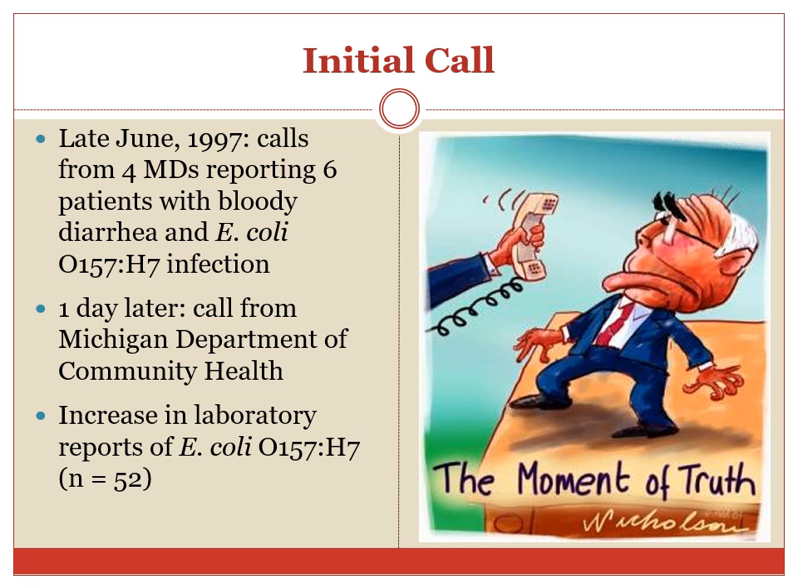And this is a true story where in late June 1997, there were calls from 4 doctors reporting 6 patients with bloody diarrhea and E. coli 0157H7 infection. One day later, the Michigan Department of Community Health in the United States receives the call that there are multiple cases of 0157H7, an increase in the lab reports up to 52. So this is the initial alarm.